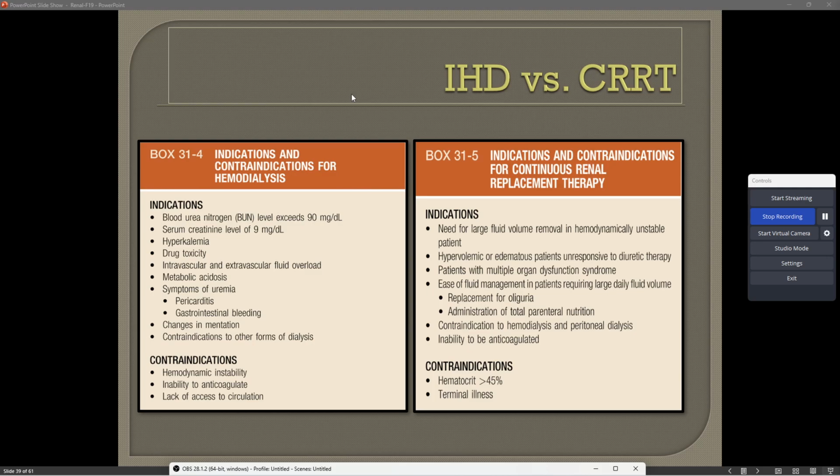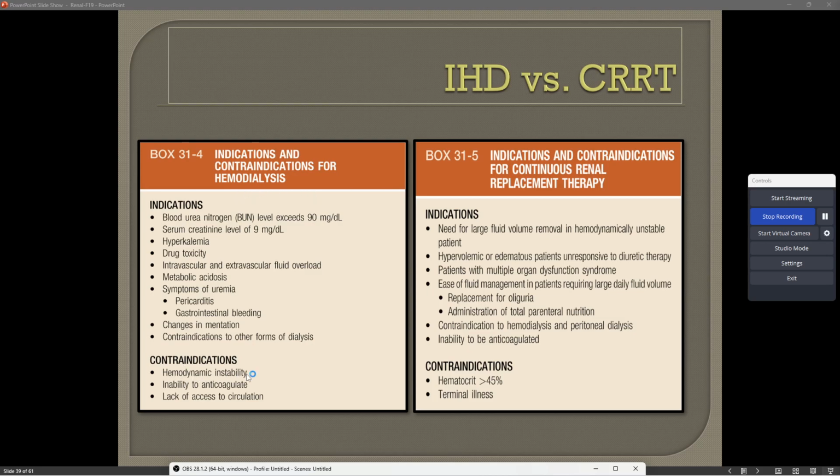So when we talk about hemodialysis, we're talking about having to bring the machine in the room. We hook you up. We do X amount of hours, try and get X amount of volume. The problem is that you have to remove large quantities of volume at a higher rate. So for your critical patients, this isn't always the best course of action. In fact, many times it's the worst course of action. But when we see these criteria: BUN above 90, creatinine above 9, hyperkalemia, drug toxicity, extravascular fluid, metabolic acidosis, uremic pericarditis, GI bleed, changes in mentation. And contraindications to CRRT itself, and there's not that many, by the way. But look at all these contraindications down here for hemodialysis in the traditional sense.